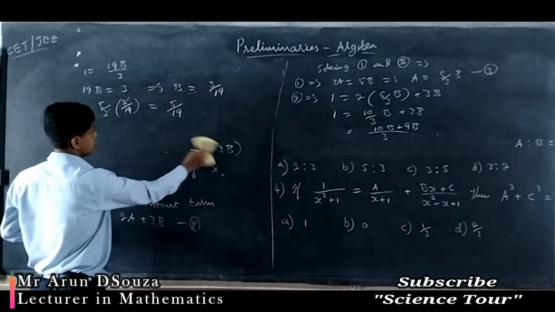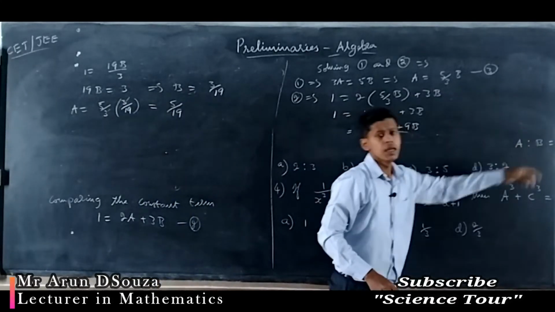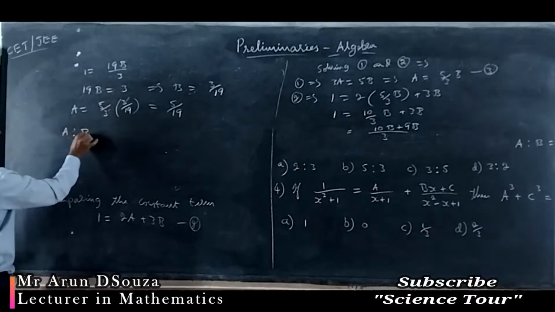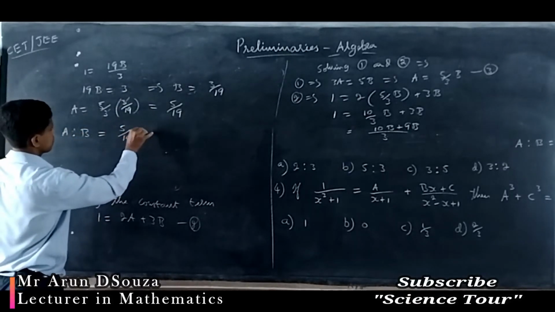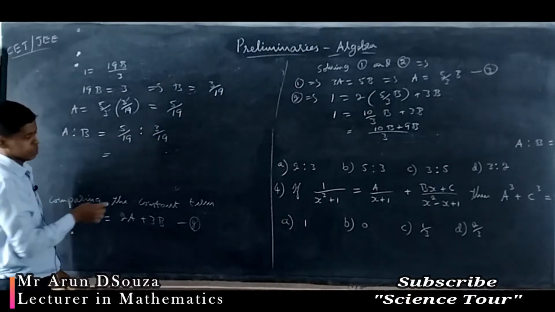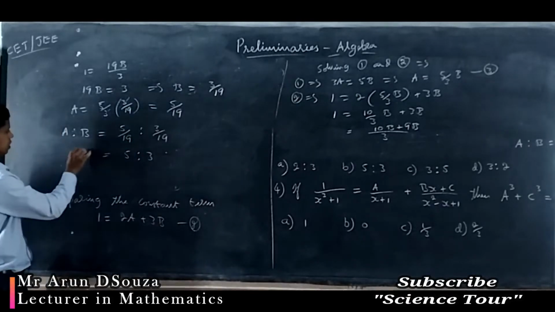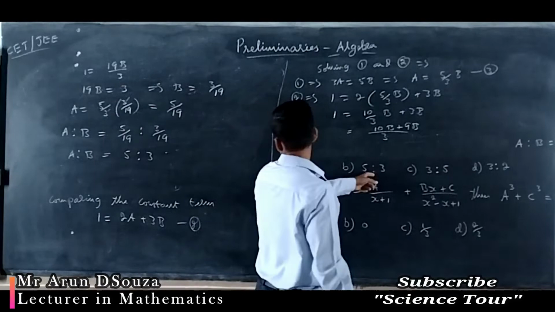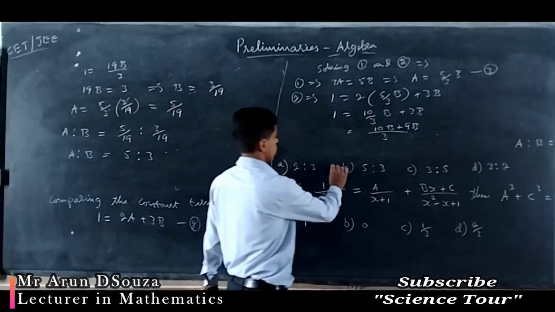So you have got so much. Now what we need to find is the ratio between a and b. So what is a is to b? That is 5 by 19 is to 3 by 19. So if you multiply by 19, what you will get is 5 is to 3. That is a is to b. So a is to b is 5 is to 3. So that is option number b.